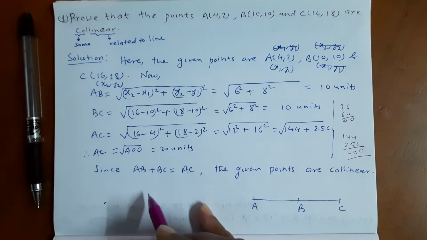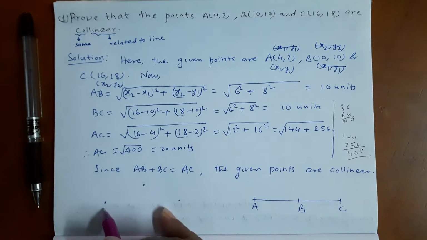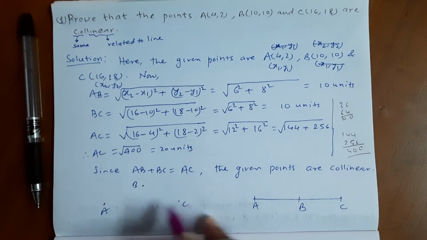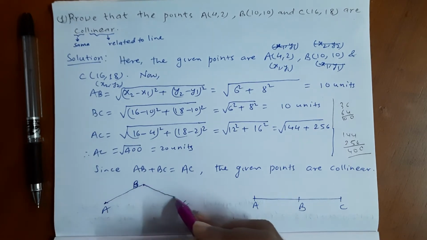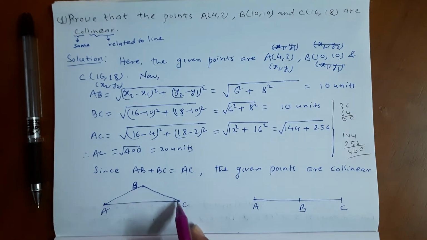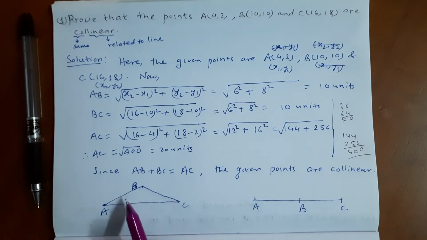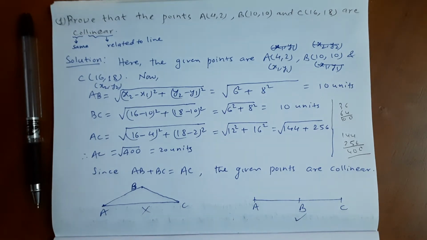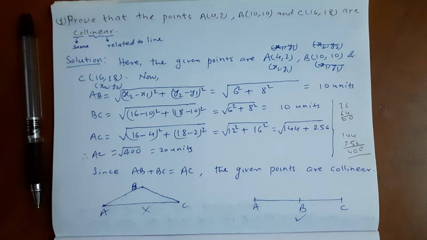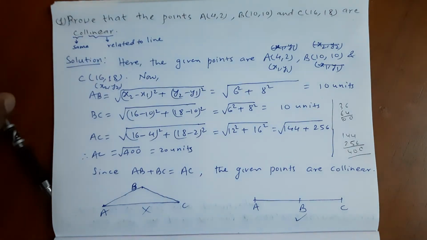Otherwise, if these 3 points A, B, C lie this way, then AB plus BC will not be equal to AC, because a triangle will be formed and the sum of two sides will be greater than the third side. AB plus BC would be greater than AC if they were not in a straight line. So they must be in a straight line. This is not the case, this is our case. Now let's move to the next question.